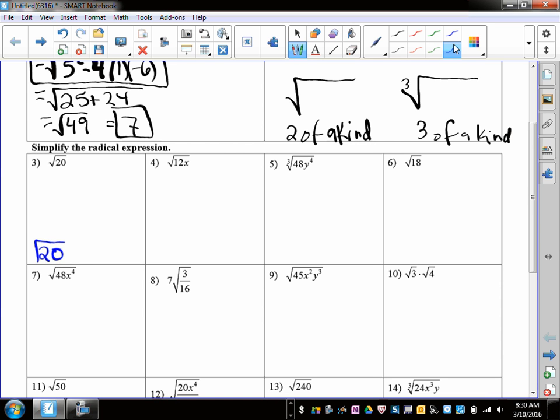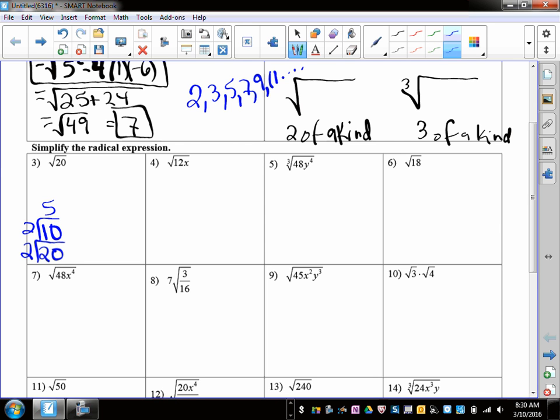Alright, square root of 20. So we're breaking down 20. And remember, our prime factors is what we're looking for. We want to first try 2, 3, 5, 7, 11, and so on. Those are the numbers we're dealing with, our prime numbers. Prime means it can't be broken down anymore. Alright, so 20 divided by 2 is 10. What can we divide that by? 2. Which gives us? 5.